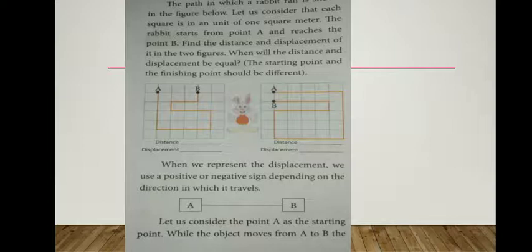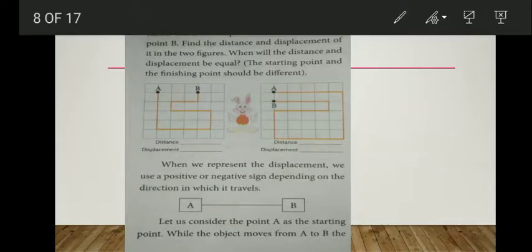Here the same, you have to write: what is the distance? The distance is 16. You have to write: what is the displacement? 1 2 3. Okay, so the displacement is 3. Likewise here also you have to write in your book, page number 16.